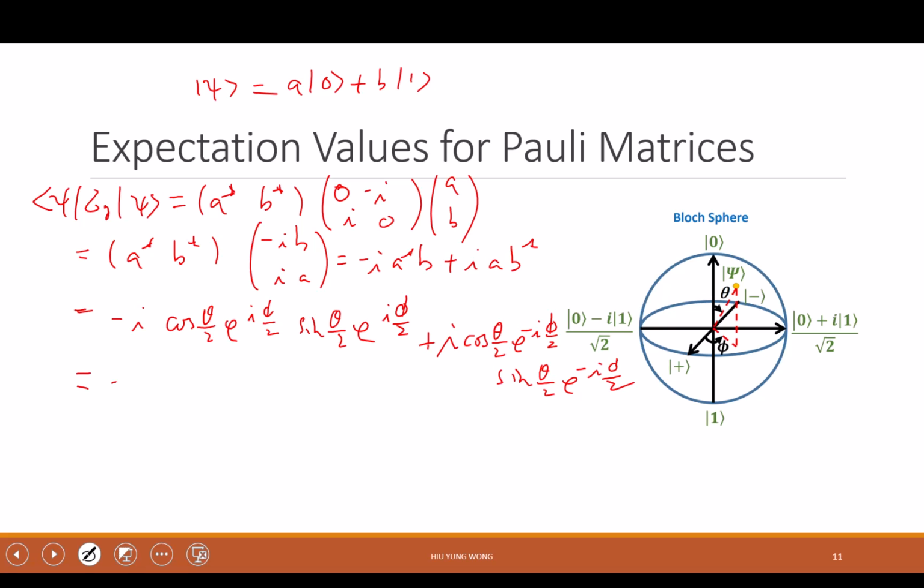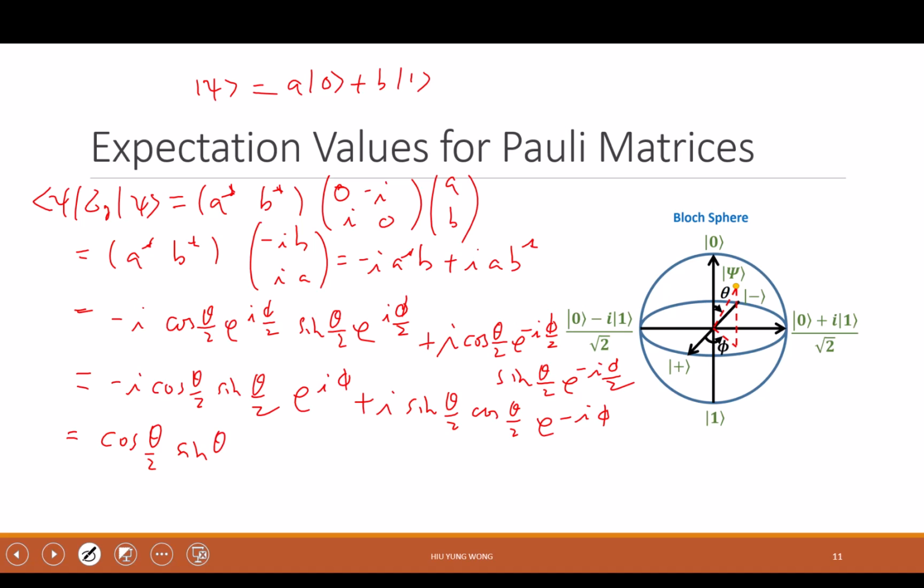So the first one is negative i cosine theta divided by 2 sine theta divided by 2 e to the power i phi, plus i sine theta divided by 2 cosine theta divided by 2 e to the power negative i phi, right? I add them together, and then I need to factorize them. A little bit troublesome. Cosine theta divided by 2 sine theta divided by 2, I will put the i out. Then what do I get? I get negative e to the power i phi plus e to the power negative i phi. Because here I take out i and this whole term, so it's negative e to the power i phi and e to the power negative i phi.